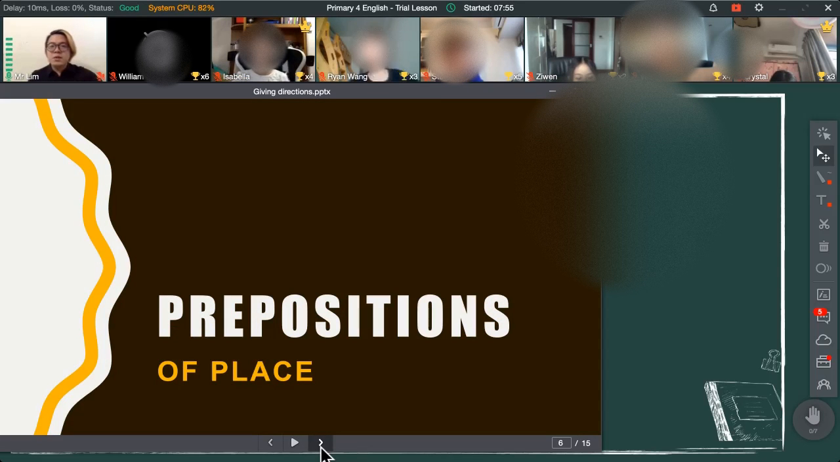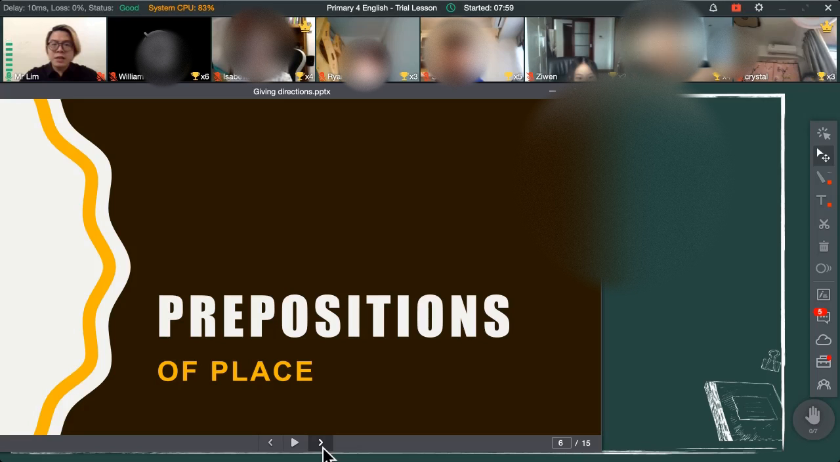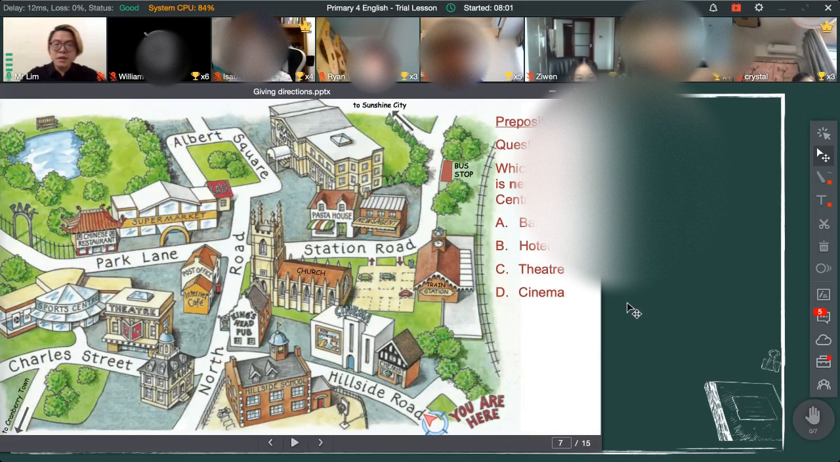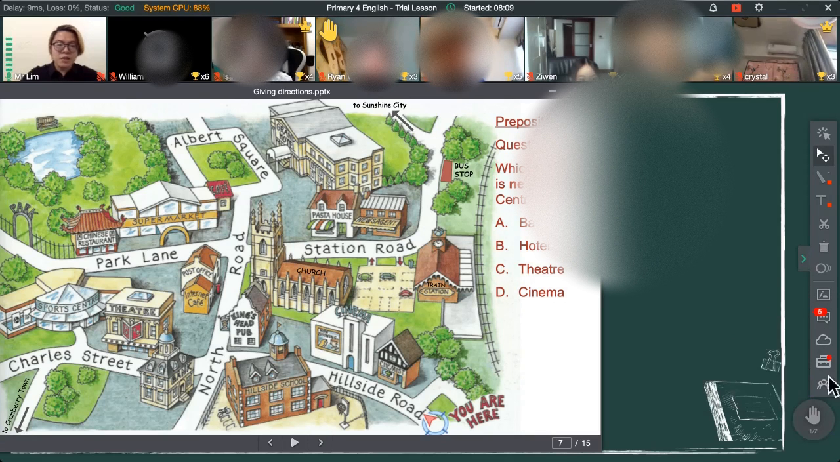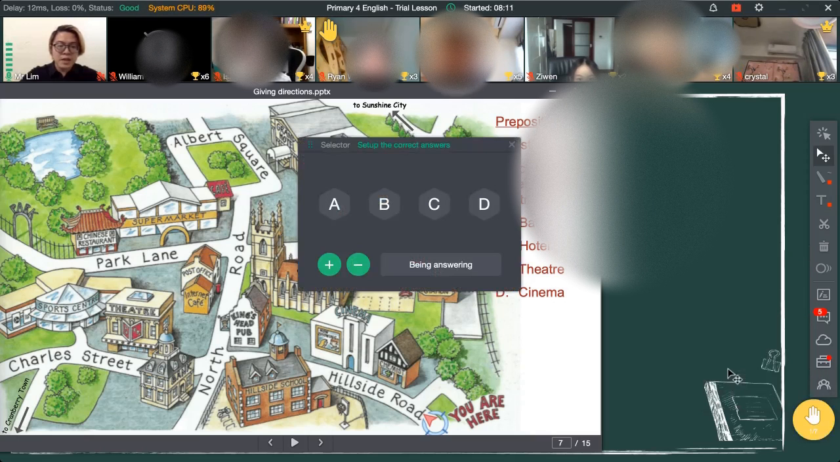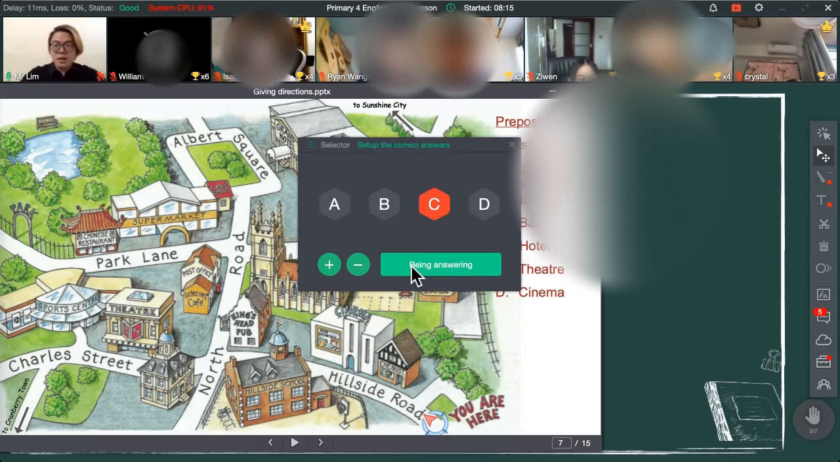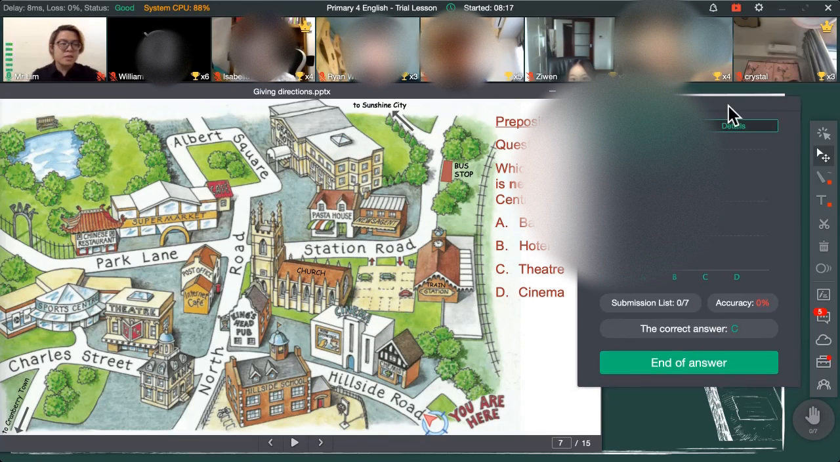Now, we are going to go through some prepositions, and you're going to try to select the correct answer for me. So question one, which building is next to the sports center? I'm going to give you the choice very quickly. You do not have to raise your hand. Everybody gets to answer this. Could you please choose the answer?